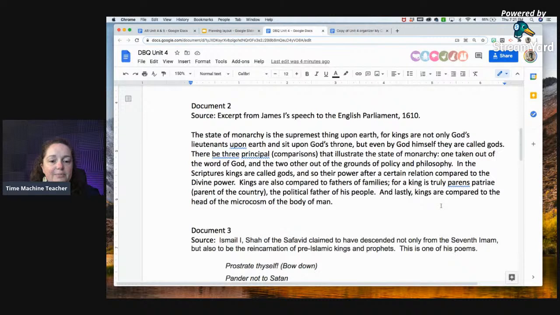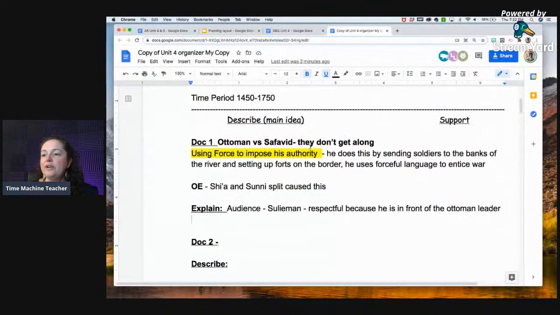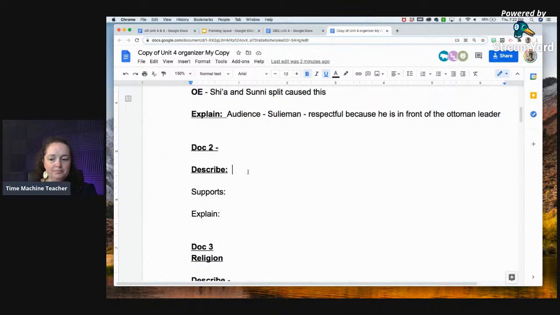Kings are also compared to fathers of families, for a king is truly parens patriae, which is a parent of the country. I think that's Latin. The political father of his people. And lastly, kings are compared to the head of the microcosm of the body of man. So what does this sound like? How could we sum this up in a main idea for describes? It's a vocab word from way long ago. Do you remember?